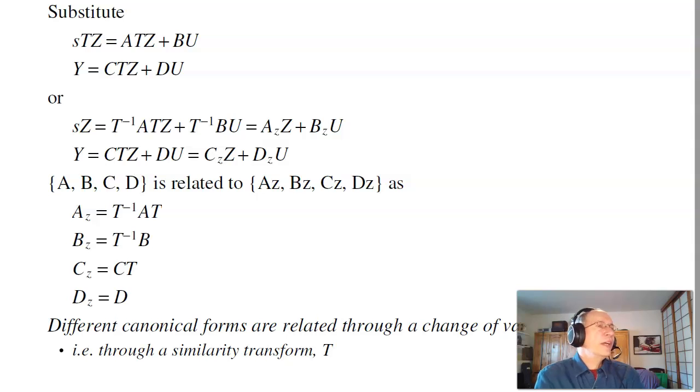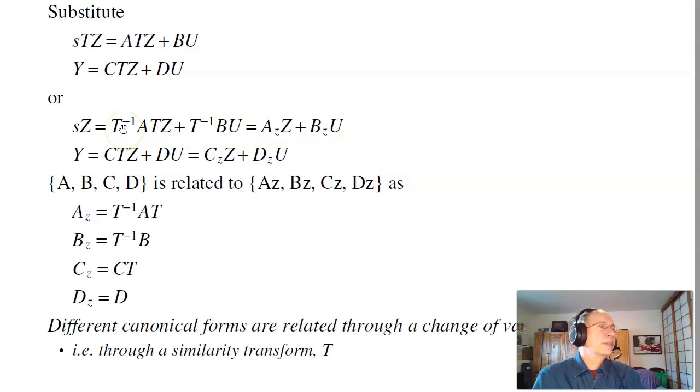Now, if you have a similarity transform, I can just substitute. I've got x dot equals Ax plus Bu, substitute Tz for x. There's your Ax, substitute Tz. Now, multiply on the left by T inverse. Gives you z dot is T inverse AT times z plus T inverse B times u. That's the new matrix AZ and BZ.